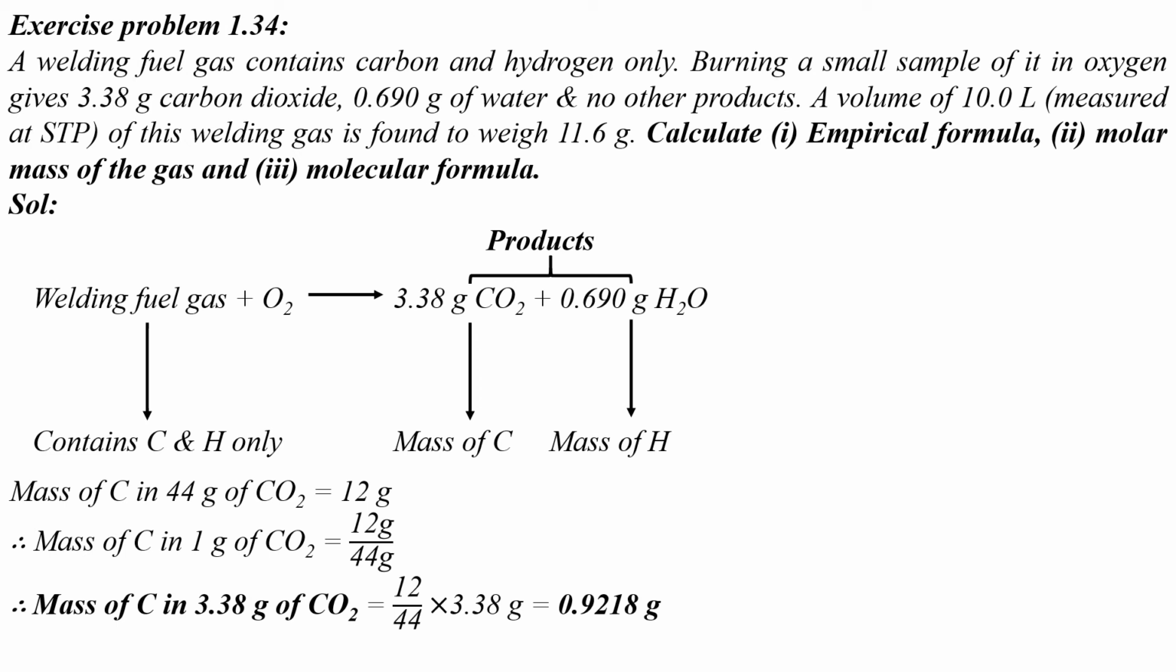Okay, using this, we can find out the volume of the gas and mass of the gas present in this volume, that is 10 liters. Using this information, we can calculate the molar mass in two steps. As usual, in the first step, we calculate the number of moles in 10 liters, and in the second step, we can find out the molar mass of the gas. Finally, the molecular formula of the welding gas can be found in the usual way we learnt.